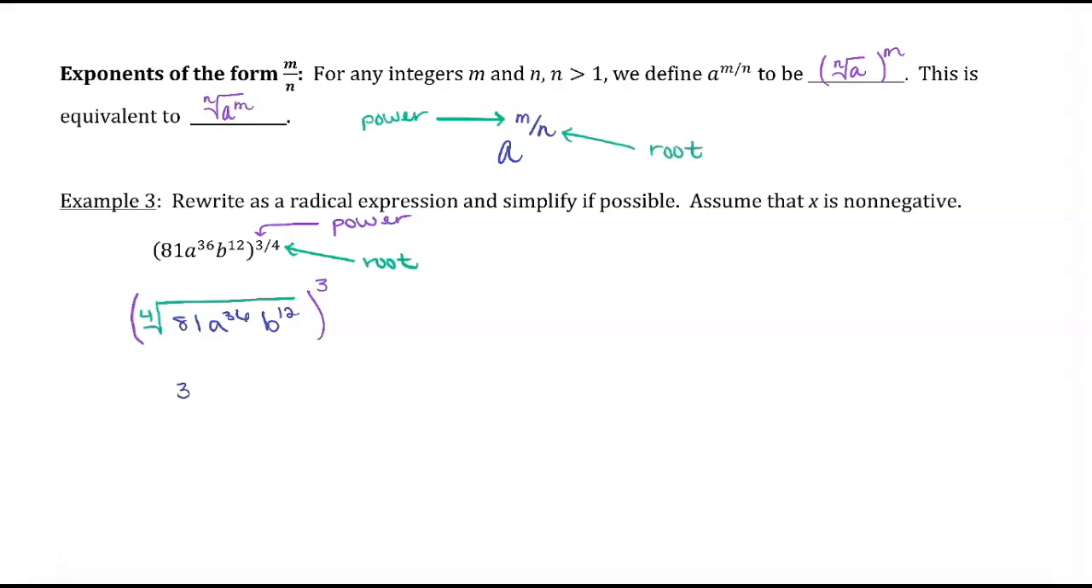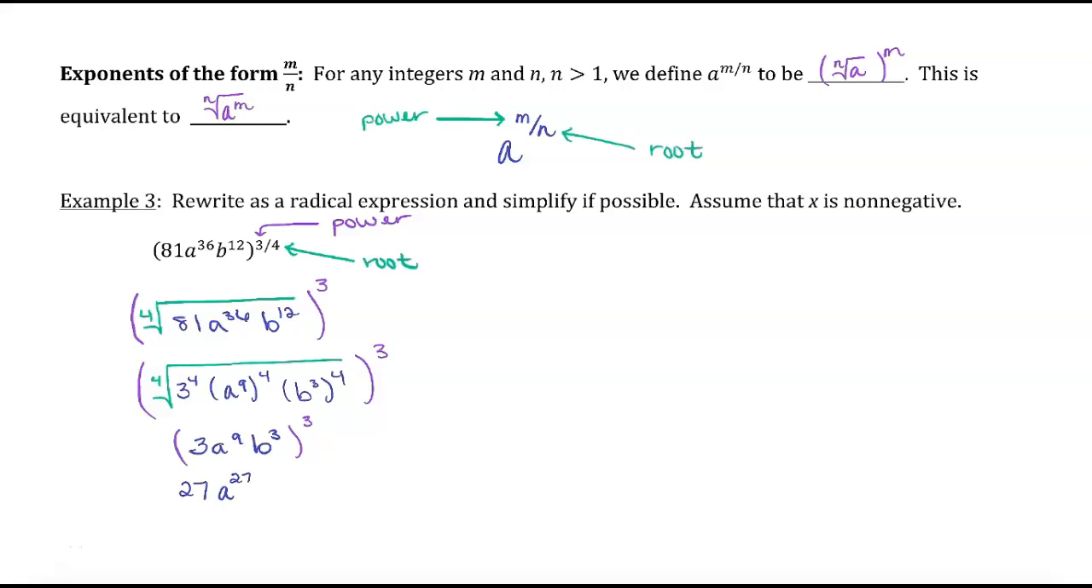Consider that 81 is equal to 3 to the 4th. A to the 36th can be written as a to the 9th to the 4th, and b to the 12th could be rewritten as b cubed to the 4th. So this simplifies to become 3a to the 9th b cubed, all raised to the third power. And simplifying, we have 3 to the third, or 27, a to the 9th to the third, which is a to the 27th, and b cubed cubed, which is b to the 9th. Let's take a look at example 4.